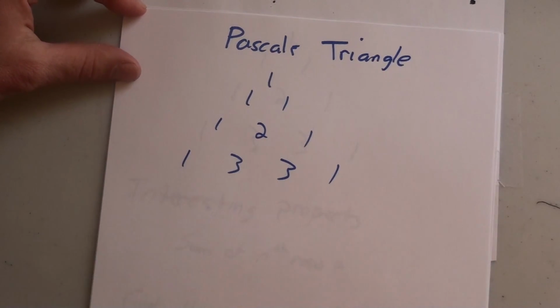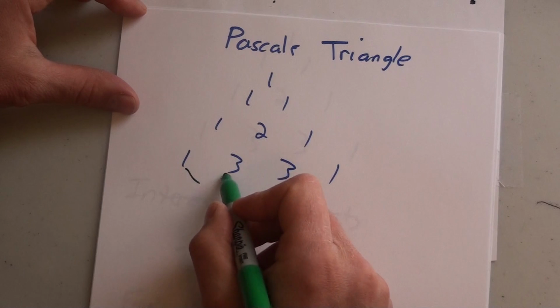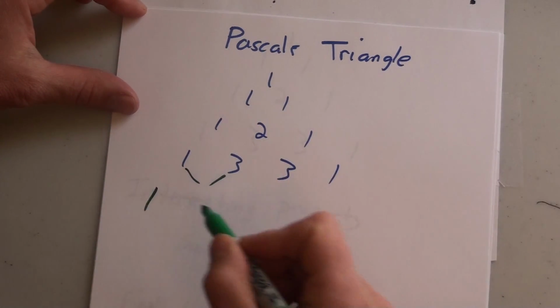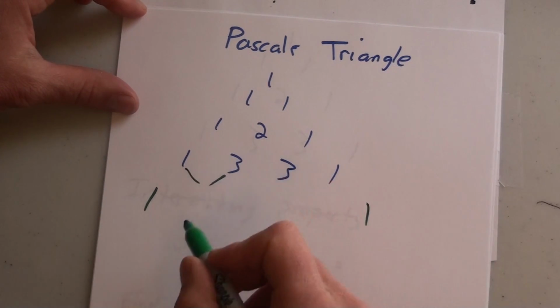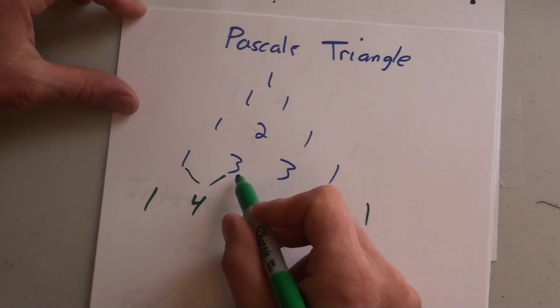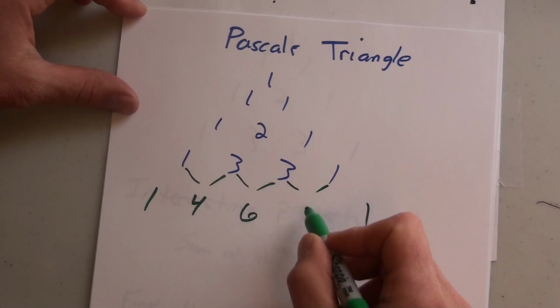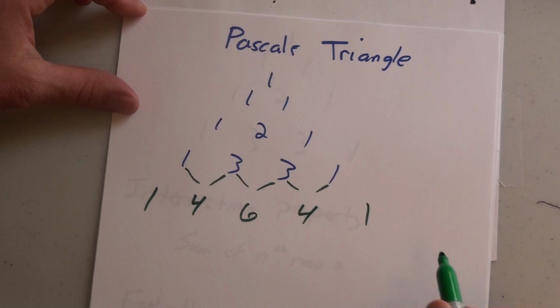If I want to get the next row of this triangle, I take the two terms directly above it and add together. So I'm going to have a 1 on the outsides, and then it'll be 1 plus 3, which is 4, 3 plus 3, which is 6, 3 plus 1, which is 4. So 1, 4, 6, 4, 1.